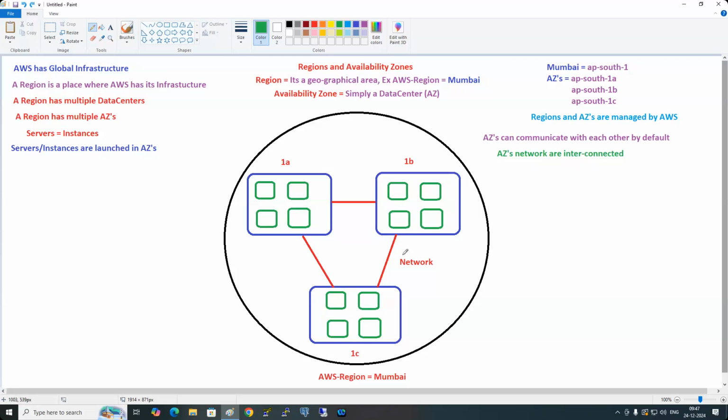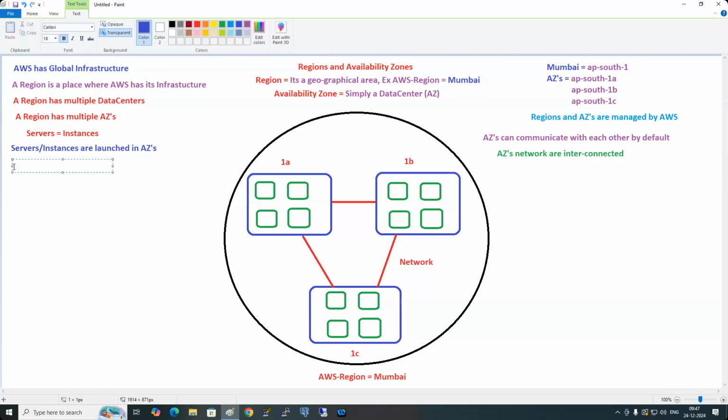You can sync the data because the network is interconnected. But by default, is data sync happening here? No. But can data be shared? Yes. Why? Network is interconnected. You getting it? Right? Nice, guys. Fantastic. So here, availability zones are synced with each other. What is it syncing? Network, not data.